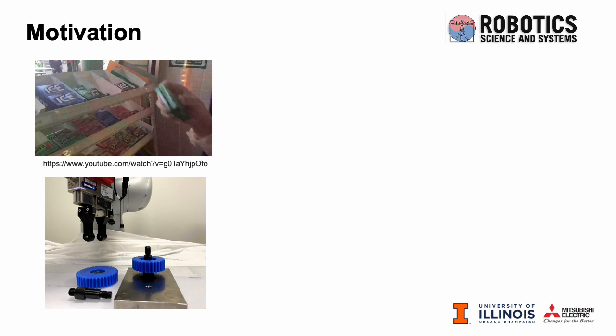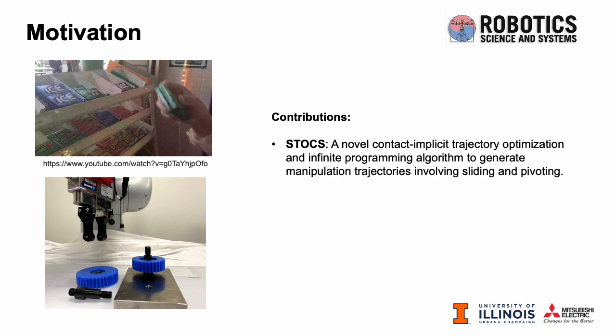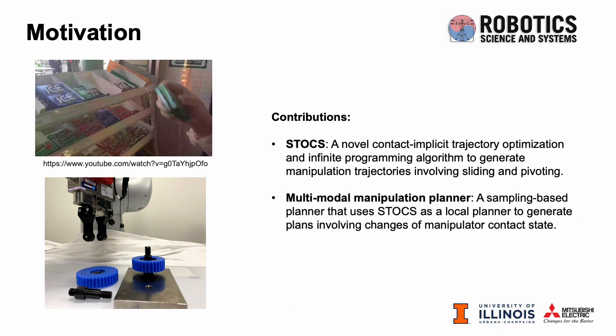The contributions of this paper are twofold. First, we propose STOCS, which is a novel contact-implicit trajectory optimization and infinite programming algorithm to generate manipulation trajectories involving sliding and pivoting. Then we propose a multi-modal manipulation planner, which is a sampling-based planner that uses STOCS as a local planner to generate plans involving changes of manipulator contact state.